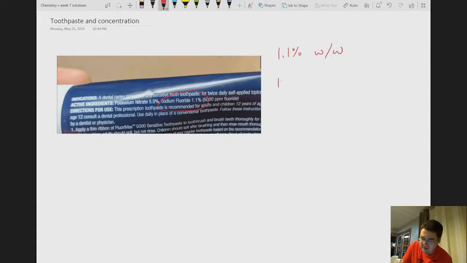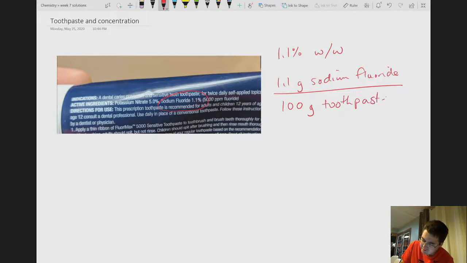And so what that is, there's 1.1 grams of sodium fluoride per 100 grams of toothpaste. So that's our traditional weight percent. It's 1.1 grams out of the total amount of toothpaste, 100 grams of toothpaste. And so that's like our traditional out of 100%.